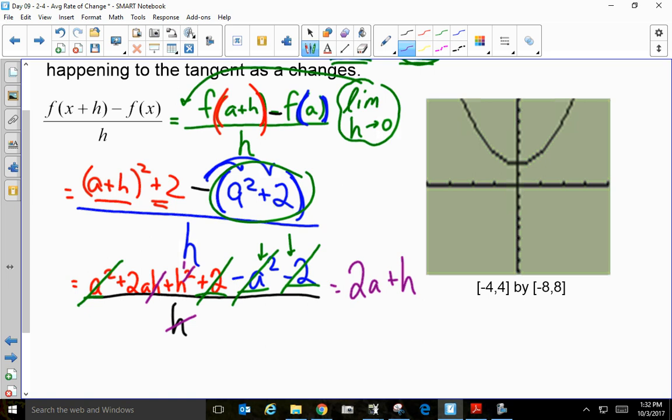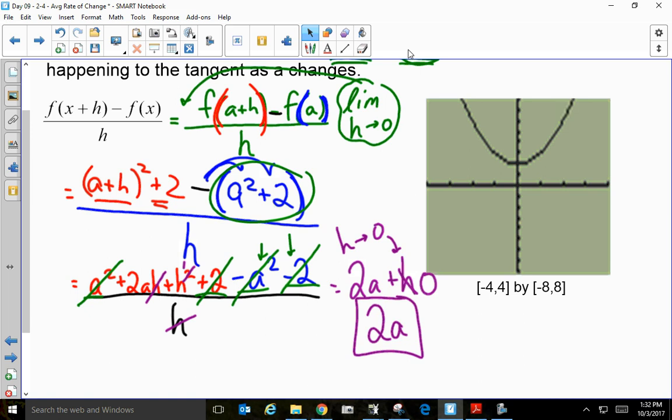Do I have a bottom? No. Can I throw 0 in for h now? Yes. Yeah, because there's no denominator. Don't forget this is h approaches 0. So what happens when I throw 0 in for here? What's 2a plus 0? 2a. That's the slope.